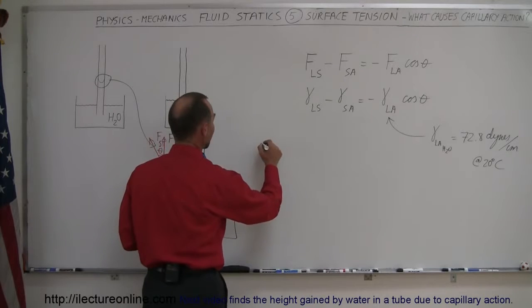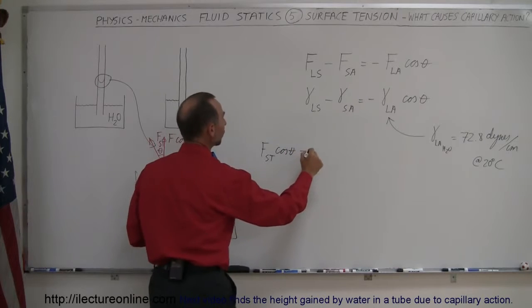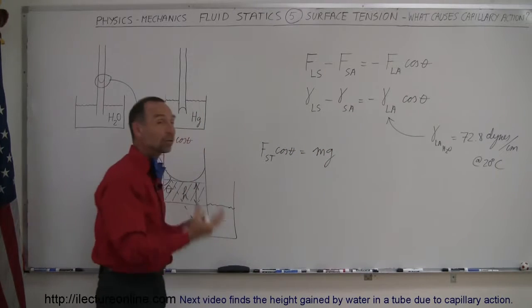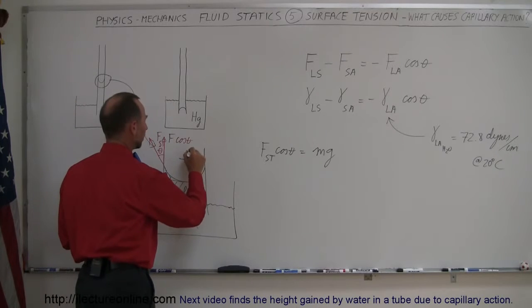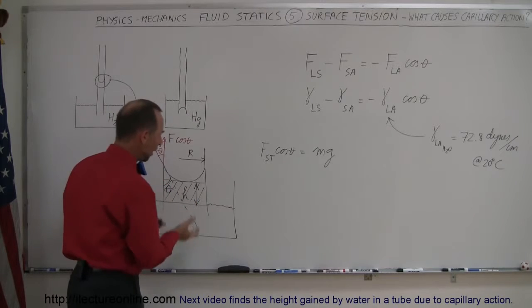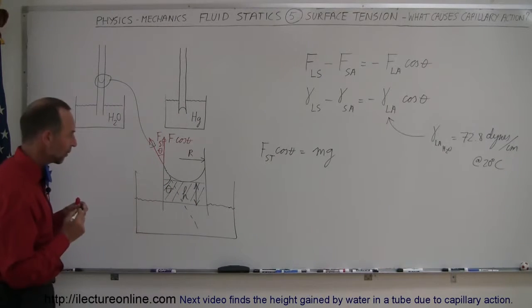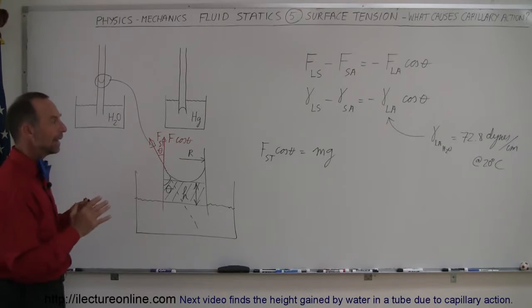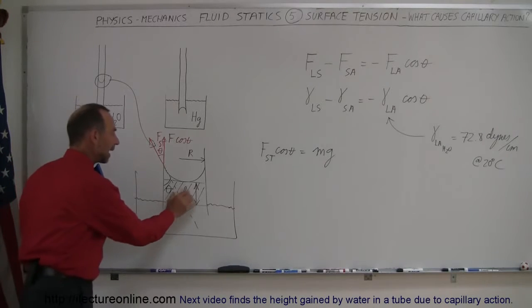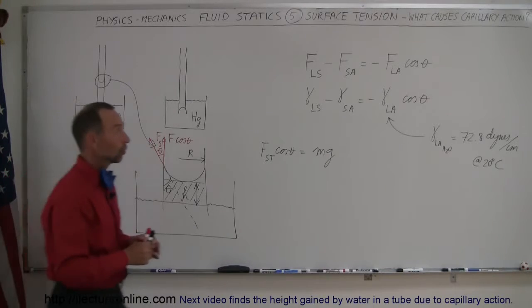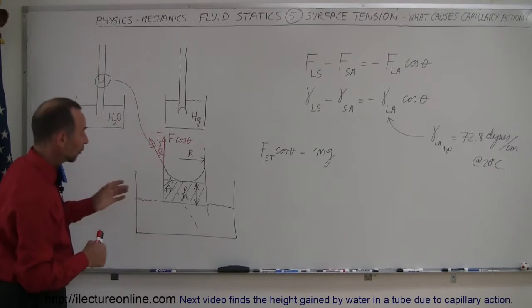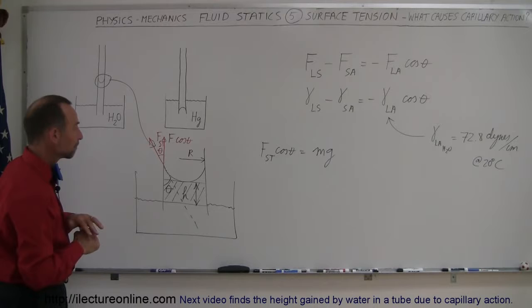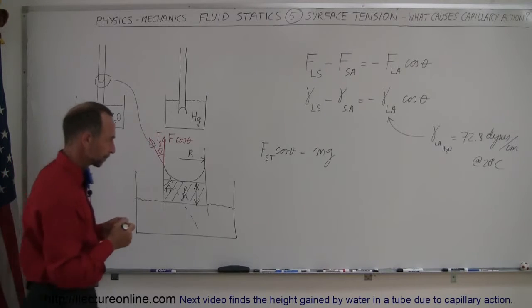And so what we can then say is that the force of the surface tension times the cosine of the angle must equal the extra weight of the water that gets pulled up into the tube. So if we now assume that the radius of the tube is r, and the height of the water above the rest of the level of water is h, then we can go ahead and find a relationship to calculate what the height will be, and that will be related to the coefficient of surface tension, the density of the liquid, in this case water, and also the radius of the tube. All right, let's do that.